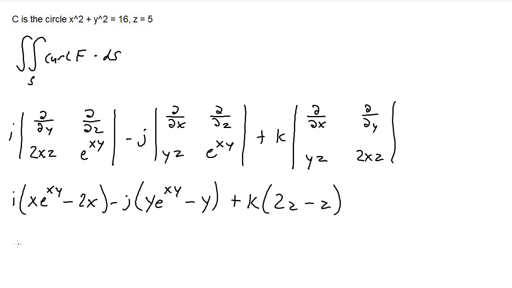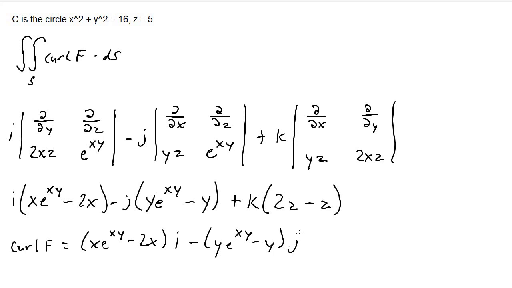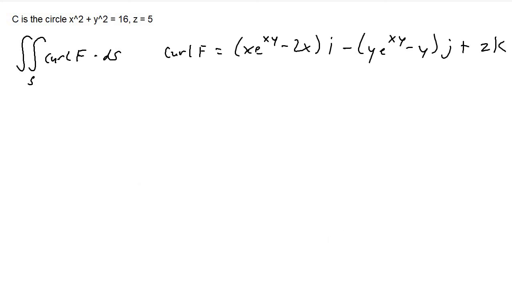So we have the curl of f being equal to x e to the x times y minus 2x times i, minus y times e to the x times y minus y times j, and then we have plus 2z minus z is just going to be 1z, so z times k. So now we can go ahead and actually label our p, q, and r functions. So once again, p is going to be the function in front of i, q is going to be the function in front of j, r is going to be the function in front of k.